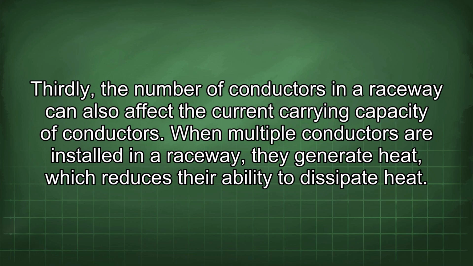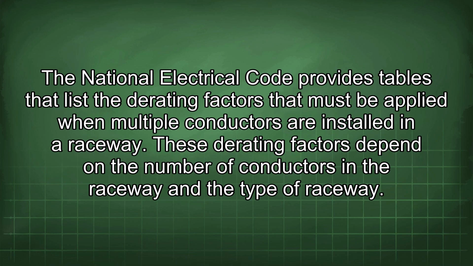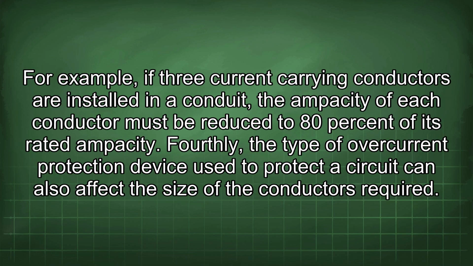Thirdly, the number of conductors in a raceway can also affect the current carrying capacity of conductors. When multiple conductors are installed in a raceway, they generate heat, which reduces their ability to dissipate heat. The National Electrical Code provides tables that list the derating factors that must be applied when multiple conductors are installed in a raceway. These derating factors depend on the number of conductors in the raceway and the type of raceway. For example, if 3 current carrying conductors are installed in a conduit, the ampacity of each conductor must be reduced to 80% of its rated ampacity.